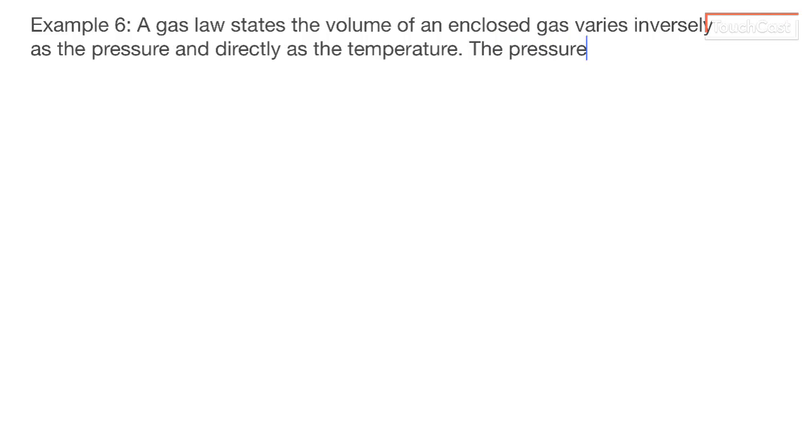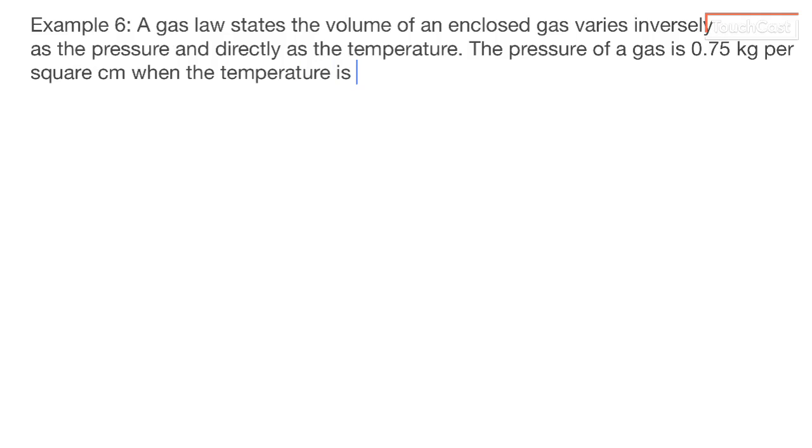The pressure of a gas is 0.75 kilograms per square centimeter, when the temperature is 294 Kelvin and the volume is 8,000 cubic centimeters.